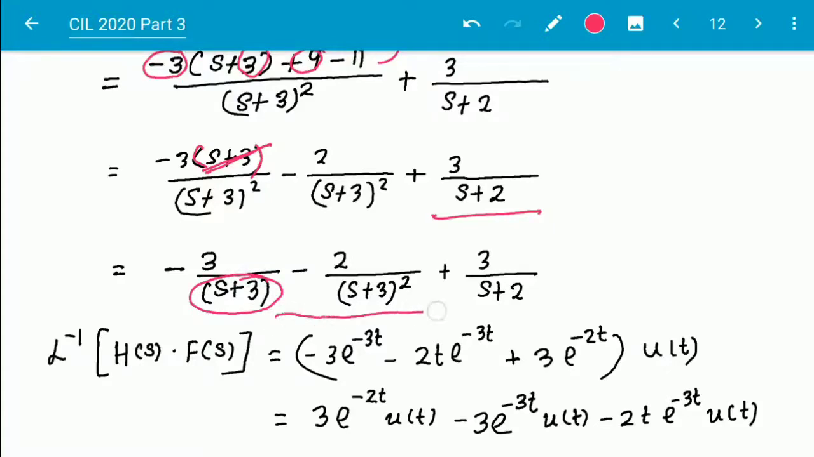The Laplace inverse of the whole term will be minus 3 e to the power minus 3t. For this one, minus 2t, because this is square, so there will be a t term, e to the power minus 3t, plus 3 e to the power minus 2t u(t). If we rearrange this one, this will be 3 e to the power minus 2t u(t) minus 3 e to the power minus 3t u(t) minus 2t e to the power minus 3t u(t). This is the answer.